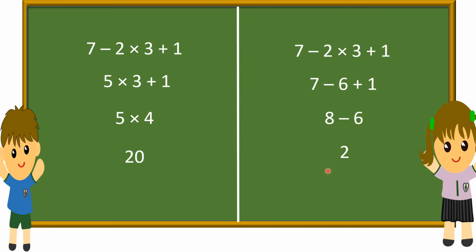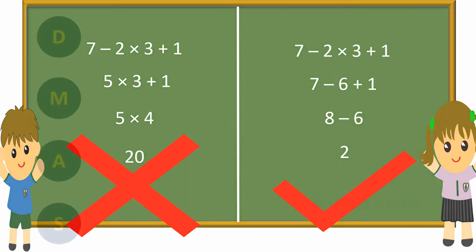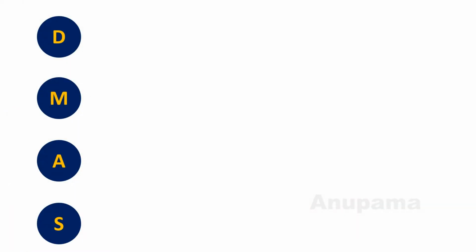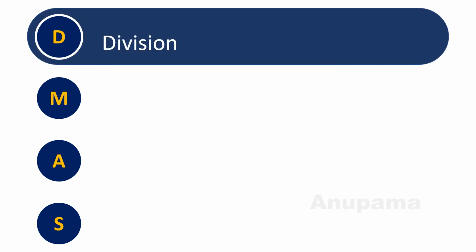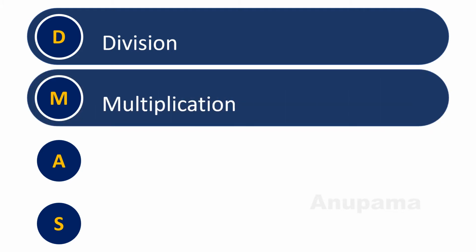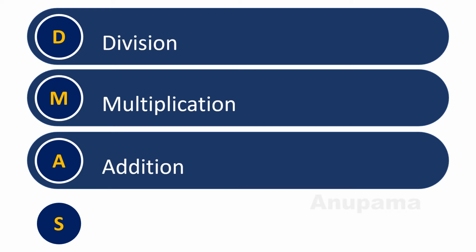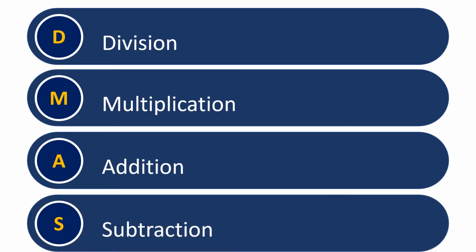Then teacher checked both the questions and teacher told that the boy was wrong and the girl was right because 2 is the answer. Here girl applied the concept of DMAS. It is the concept of DMAS to apply all the 4 operations together. Here D stands for division, M stands for multiplication, A stands for addition, S stands for subtraction.